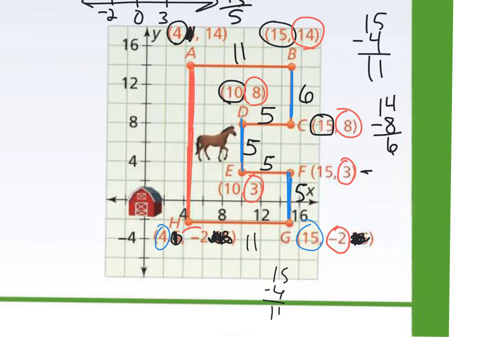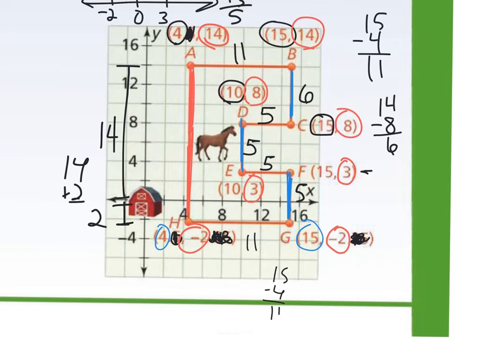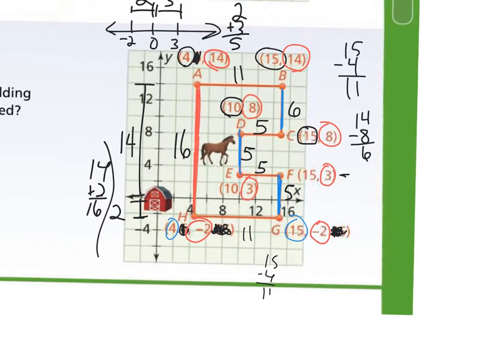Basically, our y values, we're going from -2 up to 14. So -2 to 0 would be a distance of 2. And then 0 to 14 would be a distance of 14. So if we add those 2 together, that would be 16. So we've got all the pieces now. Now it's just a matter of adding all of those numbers together.